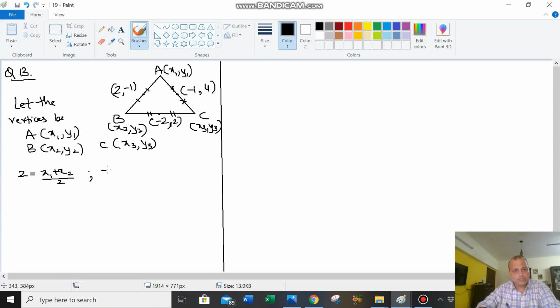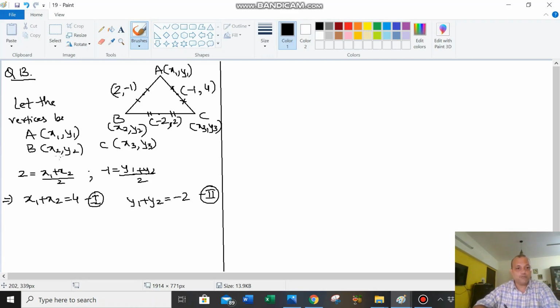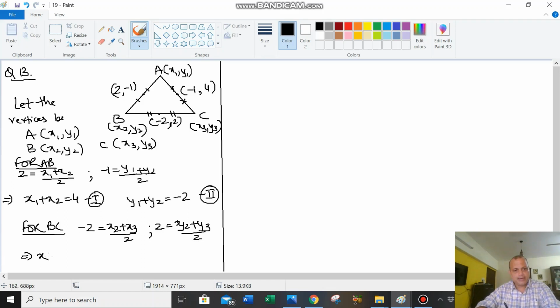Similarly, the y coordinate, which is negative 1, is equal to (y1 plus y2) upon 2. Let's cross multiply. x1 plus x2 is equal to 4. That's my first equation. And y1 plus y2 is equal to negative 2. That's my second equation. So this is for AB. Now let's look at BC. The midpoint is given as (negative 2, 2), which means negative 2 is equal to (x2 plus x3) upon 2 and 2 is equal to (y2 plus y3) upon 2. Let's cross multiply and I get x2 plus x3 is equal to negative 4 and y2 plus y3 is equal to 4. This is my equation number 3 and this is equation number 4.